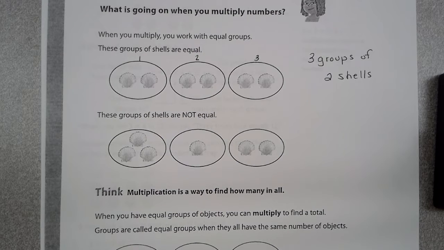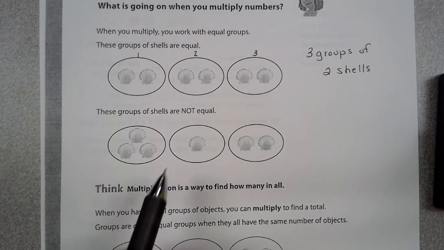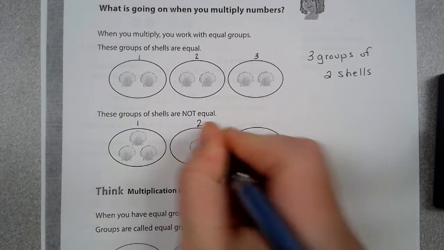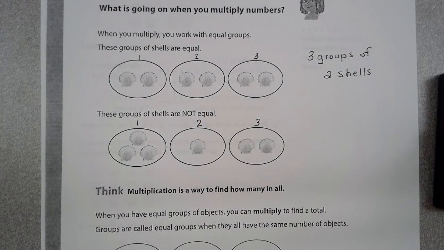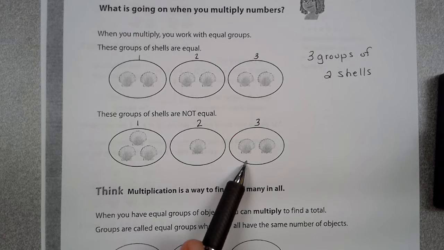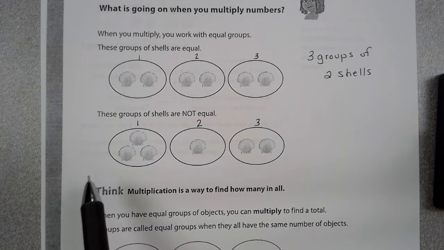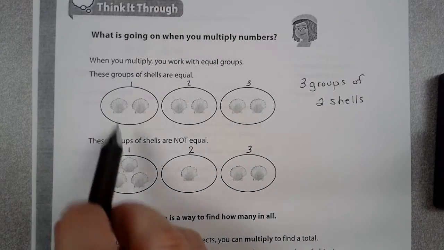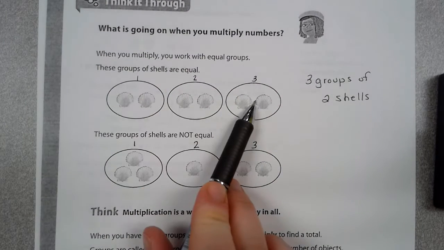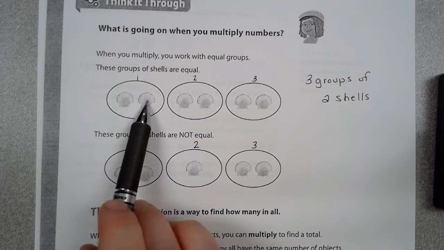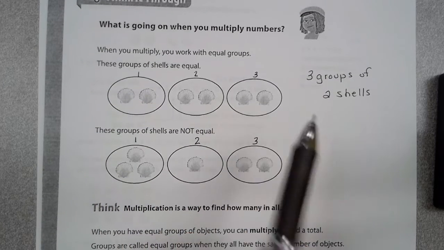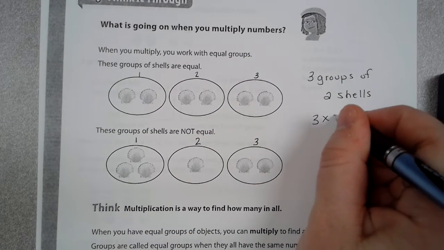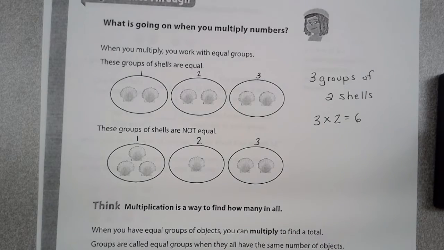We cannot do it if the groups are unequal. If you look right here, you still have 1, 2, 3 groups, but each group contains a different amount. We just can't say, well, 3 groups of, well, no. It doesn't work like that. You have to go 3 groups of 2. And that gives you 1, 2, 3, 4, 5, 6, because 3 times 2 is 6.